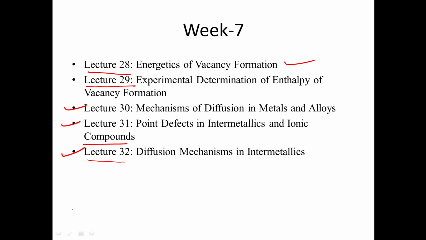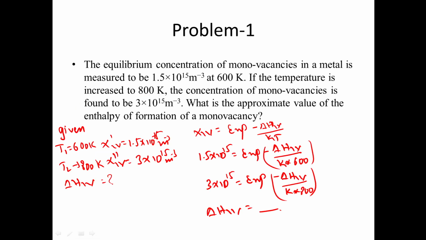Whereas in lecture 32, diffusion mechanisms in intermetallics having ordered structure, so they have different types of diffusion mechanisms, like the double nearest neighbor jump, next nearest neighbor jump, triple nearest neighbor jump, then the six jump vacancy cycle (6JVC) model, and so on, which are explained in lecture 32. So after this, we will get into the problems.